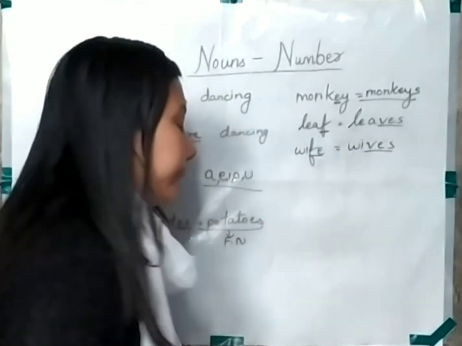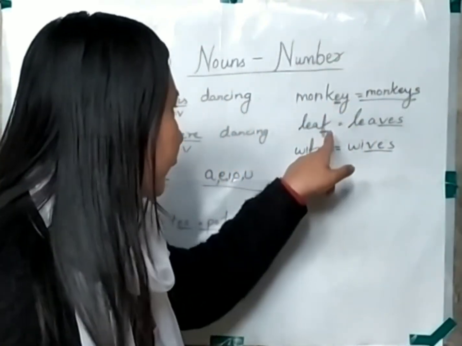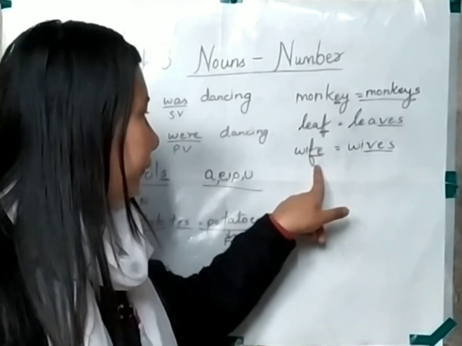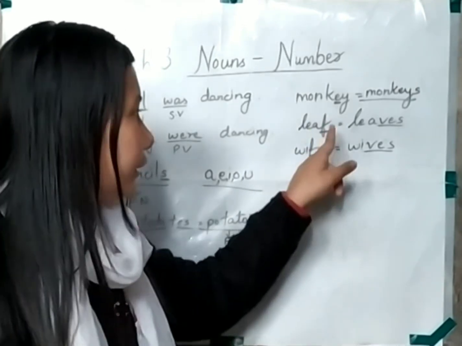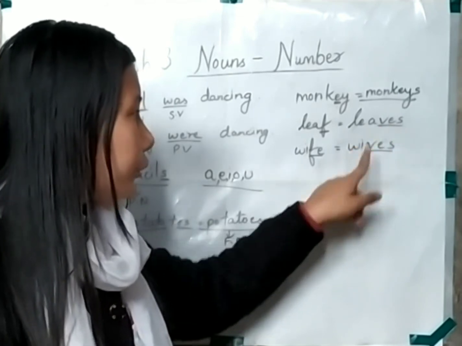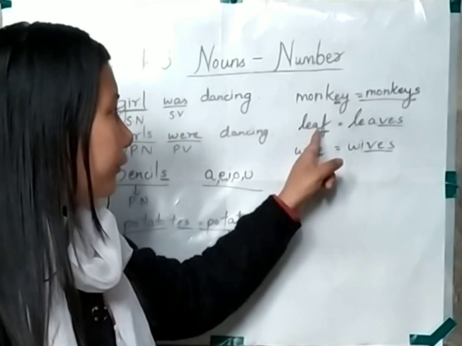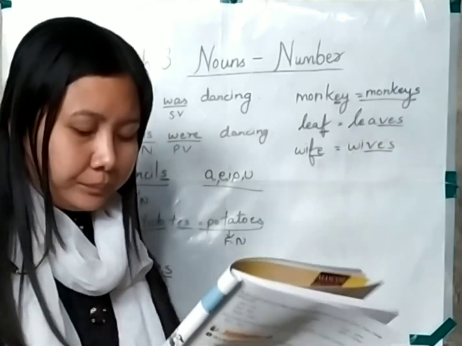Wives. Wives. So you need to remember that some nouns end in f, like over here, and some nouns end in fe, like in this case. So what do we change? We change this f and this fe into ves. So in both these examples, you can see on the board that I have changed f and fe into ves.